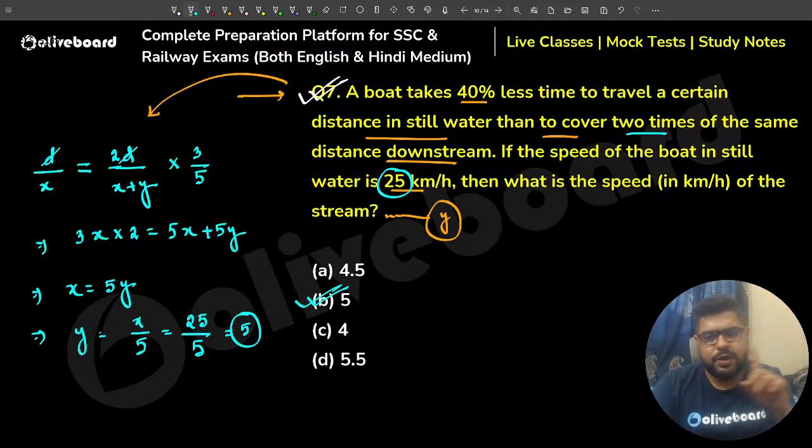Again, you see, it's not very difficult. You just needed to make the simple time equation.